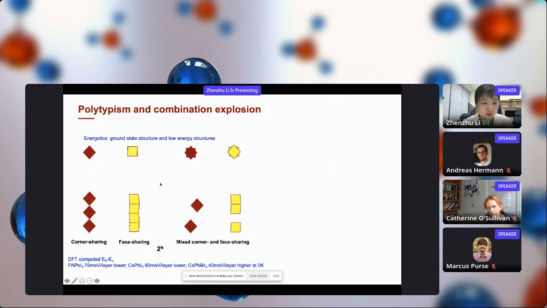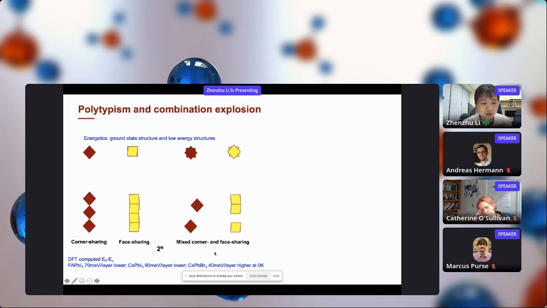Actually, the DFT computed energy for the hexagonal and cubic phase is that the hexagonal FA iodide is only 70 meV per layer lower in energy than the cubic phase. And for cesium lead iodide, it's 90 meV per layer lower in energy. But for cesium lead bromide, the hexagonal phase is 40 meV per layer higher in energy at 0 K than the cubic phase, which means that the 3C phase is naturally the lowest energy state for cesium lead bromide.